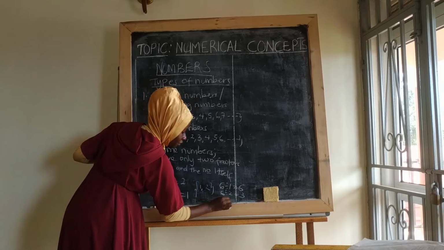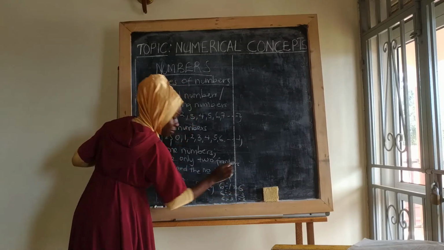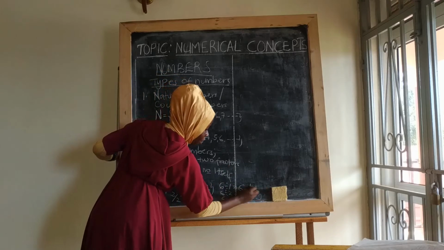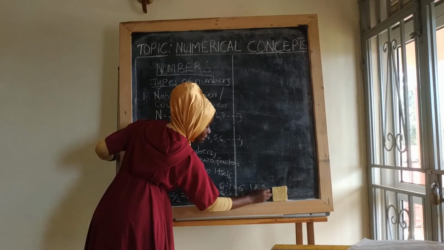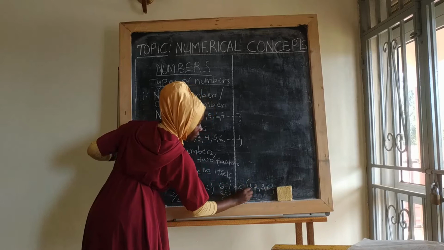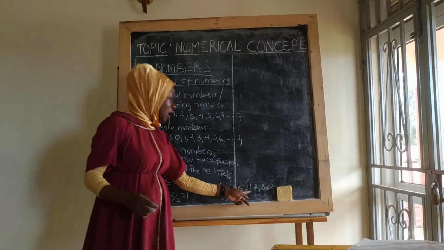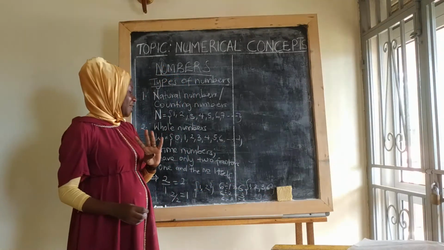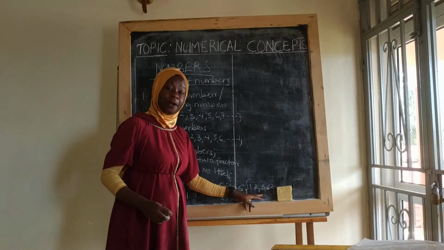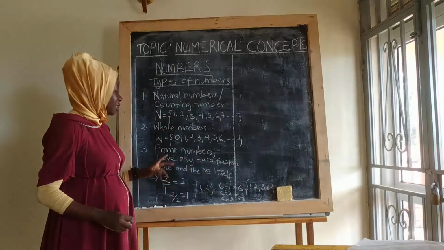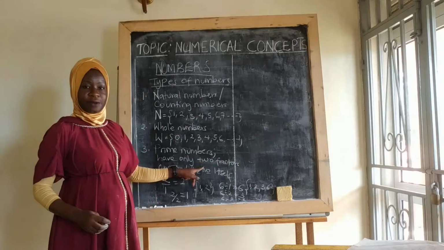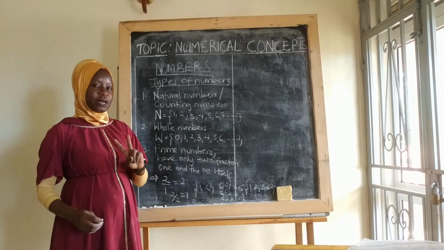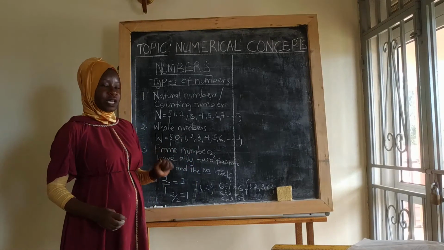Then 6 divided by 3, I get 2. The numbers I have here are simply 1, 2, 3, and then 6. 6 has 4 factors, meaning that 6 is not a prime number. Why? Because it has more than 2 factors. Prime numbers are numbers that have only 2 factors, 1 and the number itself.